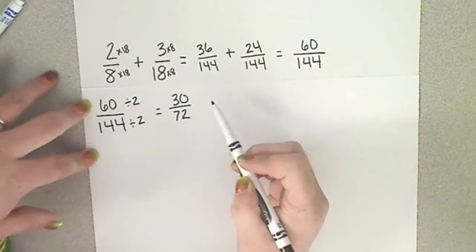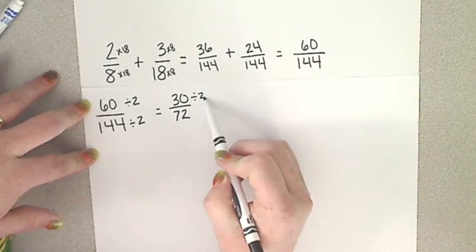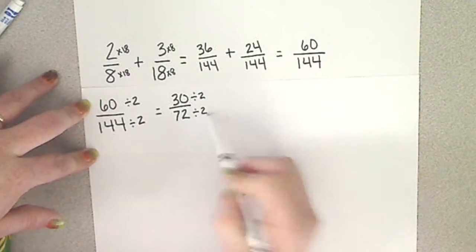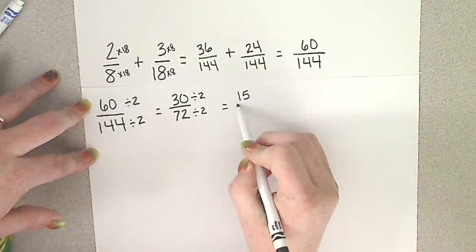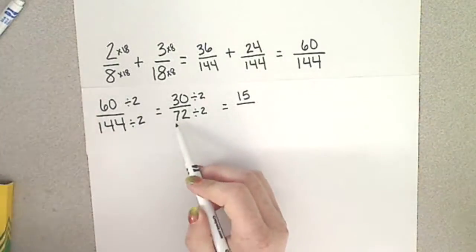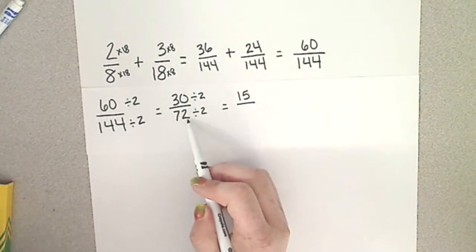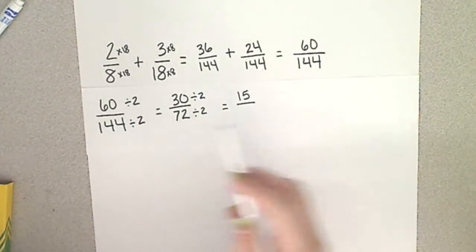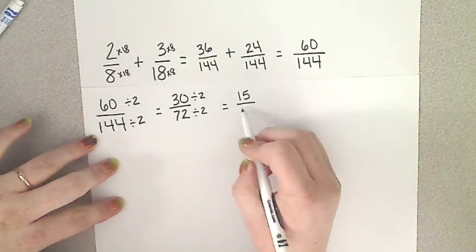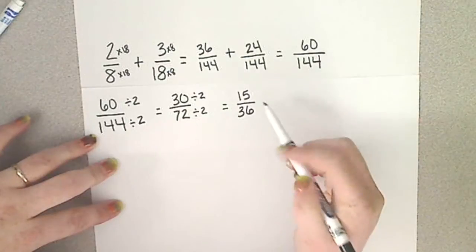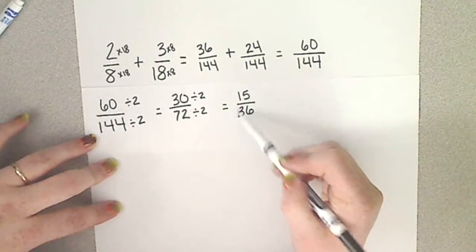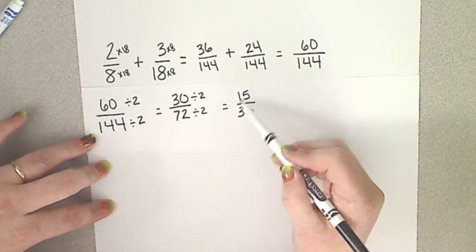And I can still divide these by 2 because they're still even, so I'm going to divide them by 2 again. 30 divided by 2 is 15. 70 divided by 2 is 35. 2 divided by 2 is 1, so 35 plus 1 is 36. And now I can look at this a little more rationally.